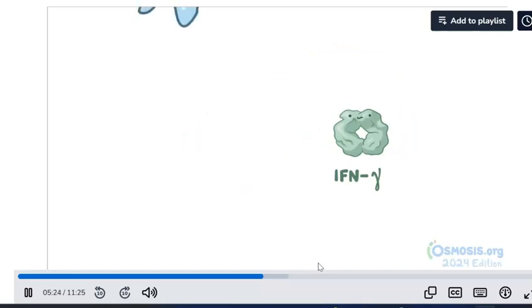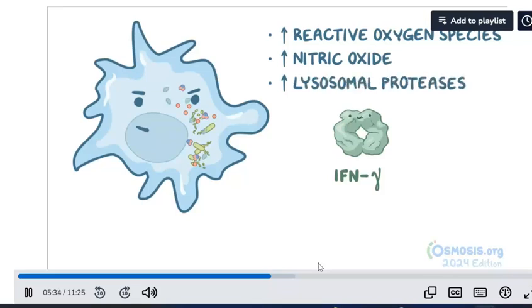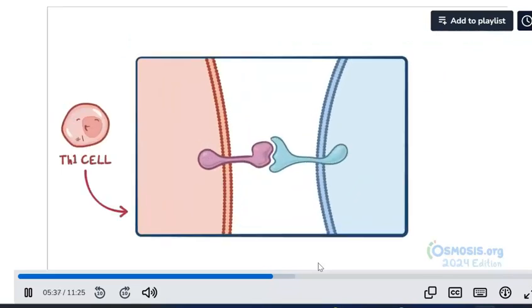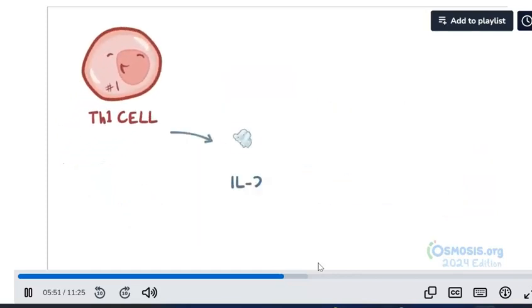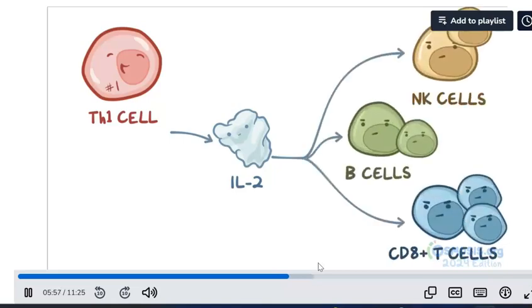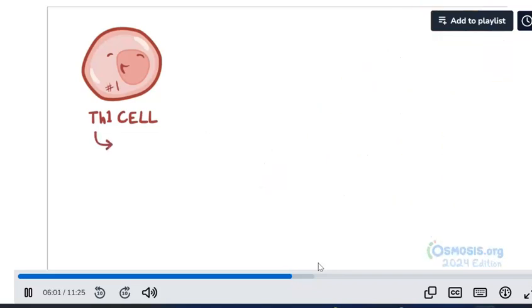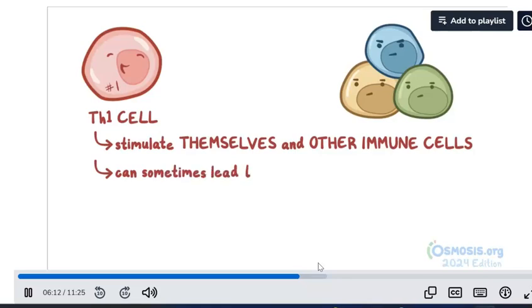Interferon gamma also boosts the macrophage's ability to kill ingested pathogens by increasing their production of reactive oxygen species, nitric oxide, and lysosomal proteases. Th1 cells also express CD40 ligand on their cell surface, and that binds to the CD40 receptor on macrophages, which also stimulates them. Th1 cells also produce IL-2, which makes natural killer cells, CD8-positive T cells, and B cells proliferate. So in short, Th1 cells stimulate themselves, and they stimulate a number of other immune cells as well. When Th1 responses are not carefully controlled, this can sometimes lead to autoimmune reactions.